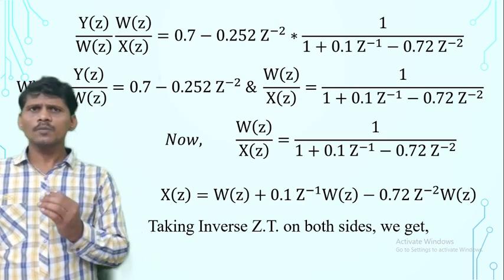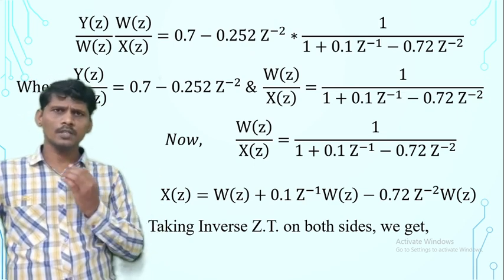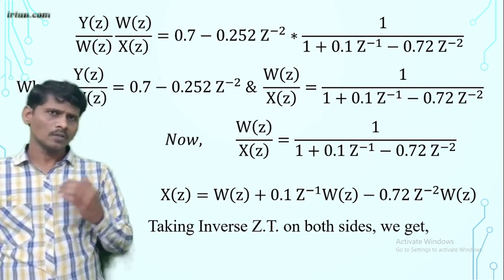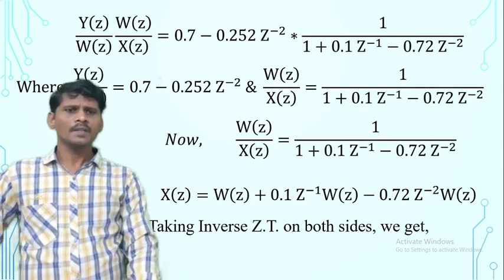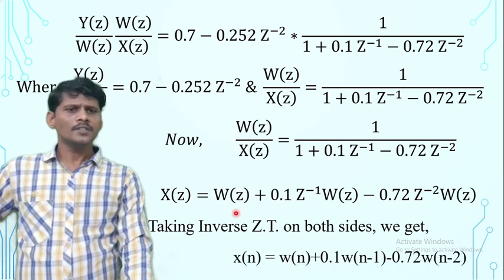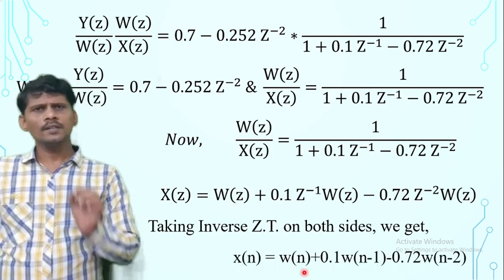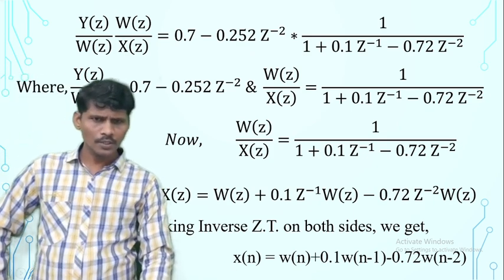Z transform of x of n is X of z. X of z is the z transform of the sequence x of n, and x of n is the inverse z transform. Now taking the inverse z transform on both sides, we get z inverse of X of z is x of n, z inverse of W of z is w of n. Using the time shifting property of the z transform, what is the time shifting property?